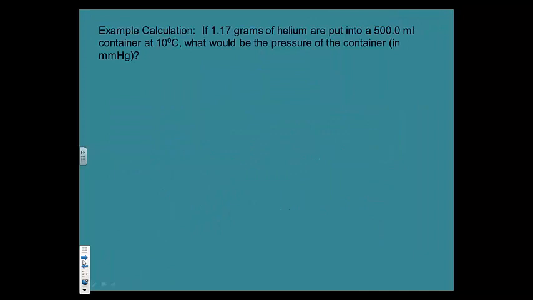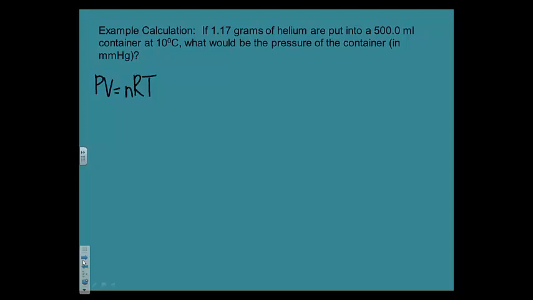What happens though if you're given a problem that starts in grams? Remember, I've got to use PV equals nRT. That n is the number of moles. But remember from our dimensional analysis problems, if we're given grams, our mass, we can get to moles. Remember, the relationship between mass and moles is molar mass. So in this problem, I start with 1.17 grams of helium. That's put into a 500 milliliter container at 10 degrees Celsius. What would be the pressure of that container in millimeters of mercury?